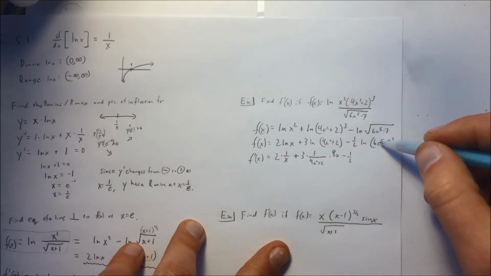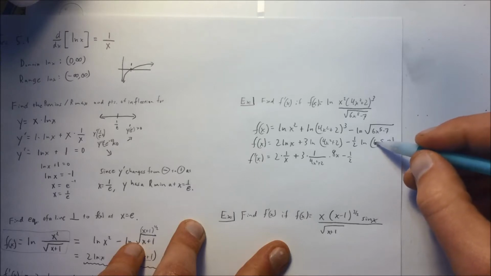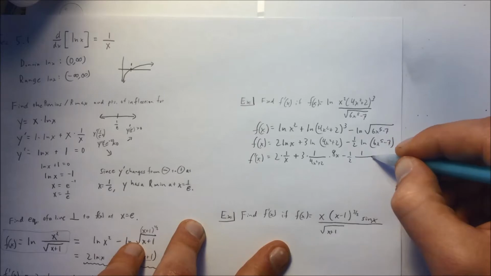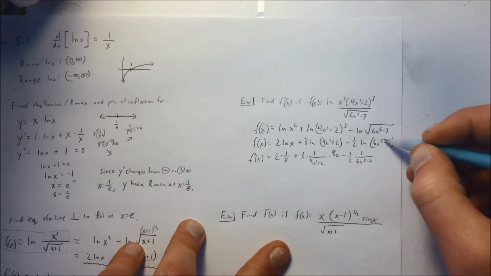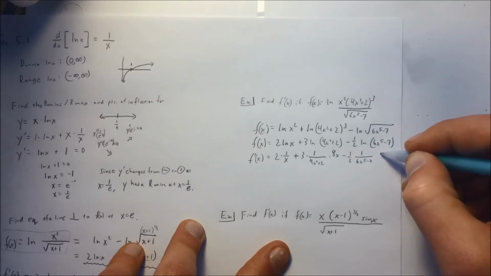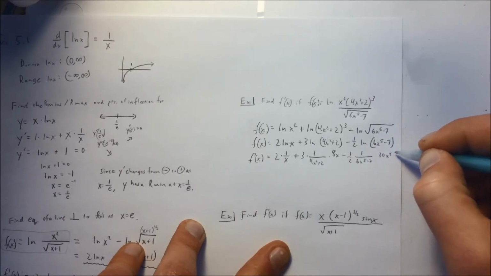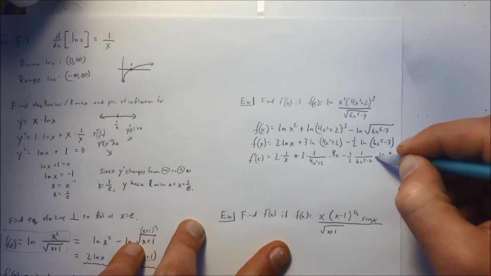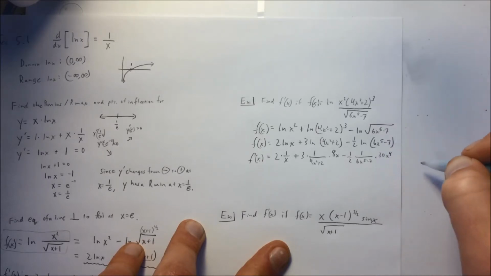And then we got to take the derivative of natural log of 6x to the fifth minus 7, and get 1 over 6x to the fifth minus 7. Chain rule. Take a derivative of the inside here. Derivative that's going to be 30x to the fourth. And you can't take the derivative of 7 there.